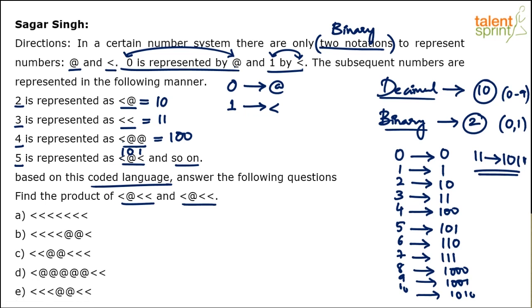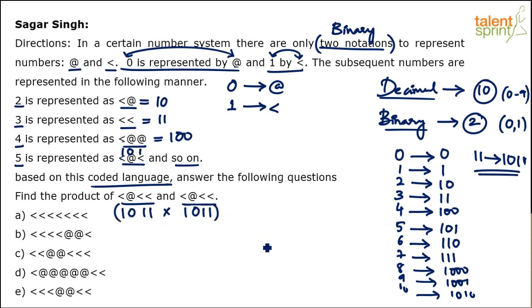Now if you see, he's asking us to find out the product of less than at the rate, less than, less than, less than at the rate, less than, less than. Now first of all, convert this into the proper format. So less at the rate, less is like 1011, right? And this number also is 1011. So basically he's asking us to find out the product of 1011 with 1011.